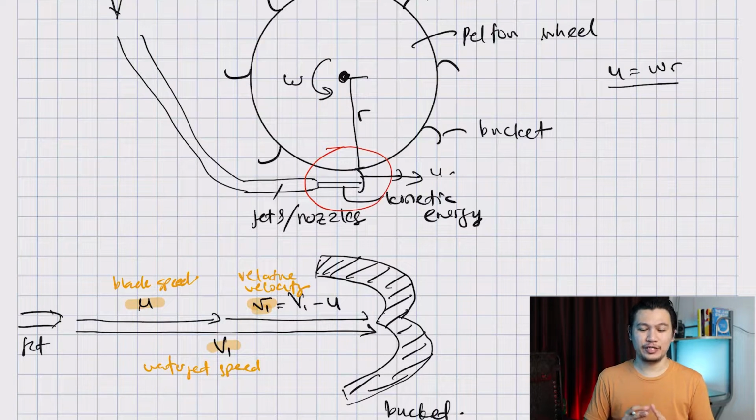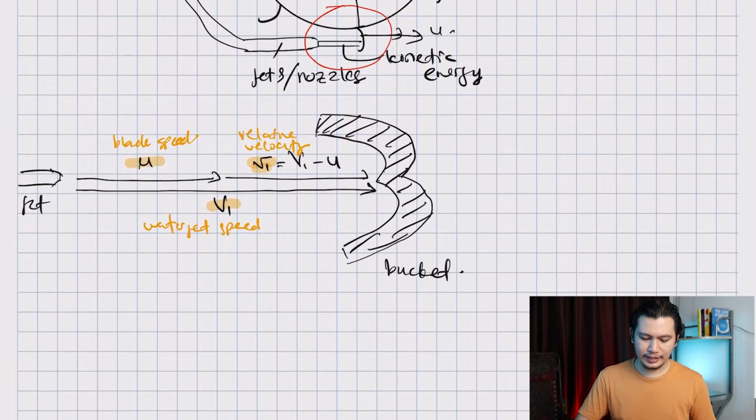Now, this is what I meant when I said that the impulse turbine is much simpler than a radiation turbine, because we don't have any alpha, we don't have any beta, everything is moving in a straight line. So to get relative velocity is just V1 minus U. It's that simple.